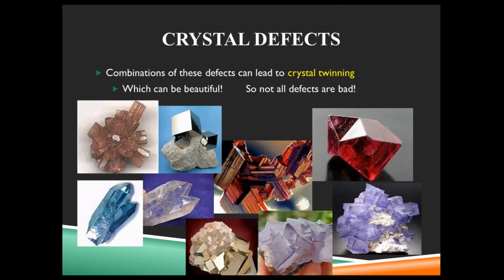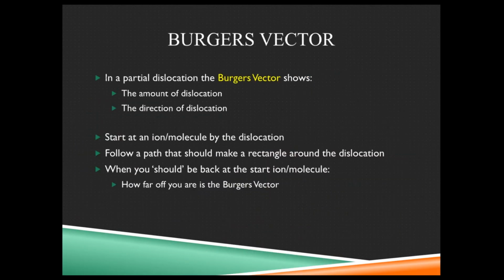So, not all defects are bad. Sometimes we want defects in our crystals because it can be beautiful. However, when we're talking about plastic deformation or ductile deformation, we're talking about the negative effects of these imperfections, allowing the rock to deform. Now, to measure it, there's something called a Burgers vector. This tells us the amount and direction of dislocation within that crystal lattice.